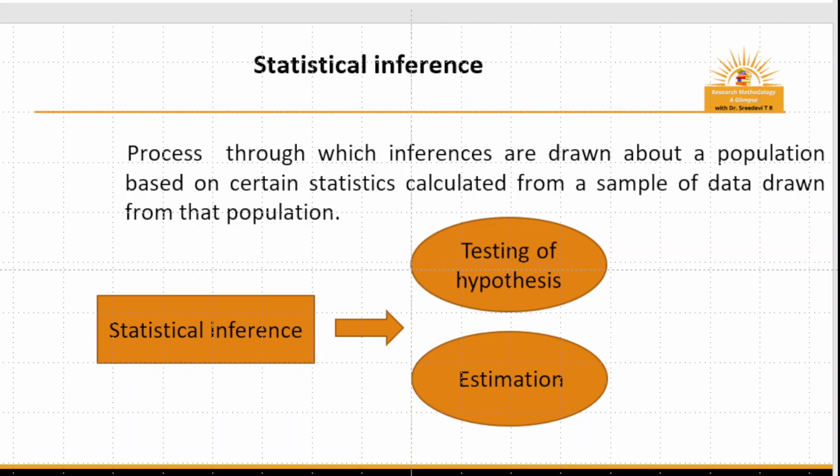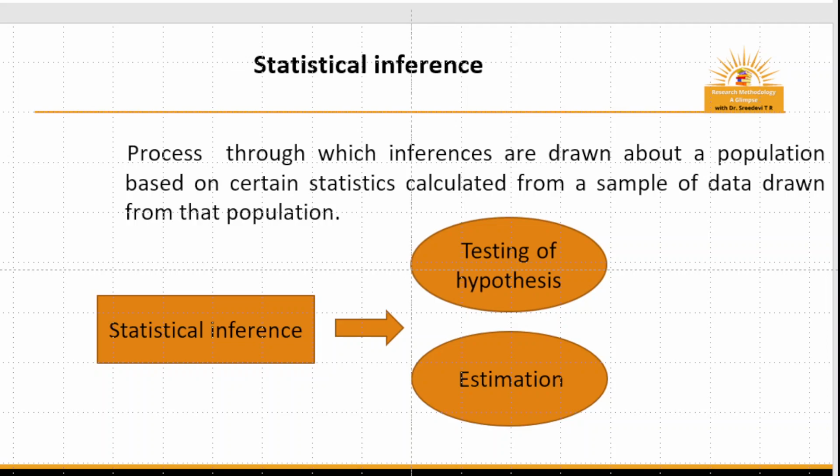Because the population is very large, it is difficult to study the whole population. Lot of limitations are there: time, energy, money. Lot of problems are there to study the whole population. For that, what we do, we take representative samples from the population, study the sample, and the results obtained from the sample study are applied to the population. That is called the statistical inference. That is, inferences are drawn about a population based on the sample drawn from that population.